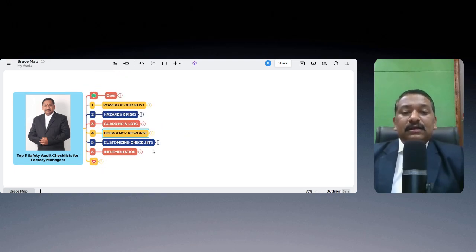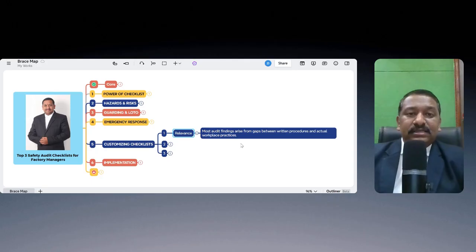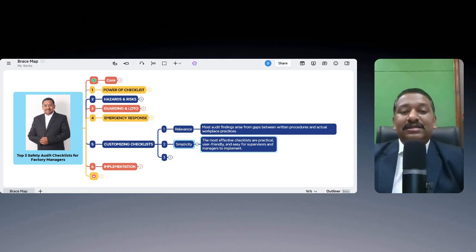And the fifth element is the customizing checklist. The customizing checklist has three aspects. First is the relevance. Most audit findings arise from the gaps between the written procedures and actual workplace practices. Then the simplicity. The checklist must be very simple. The most effective checklists are practical, user friendly, and easy for supervisors and managers to implement.